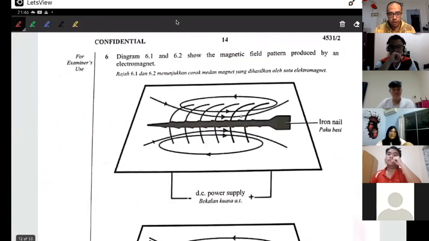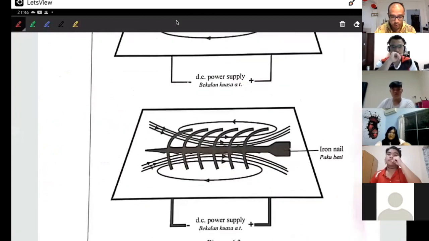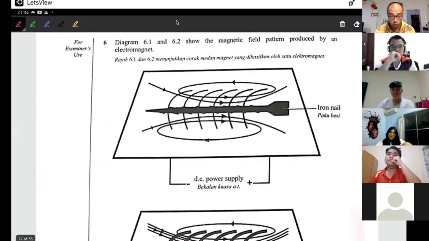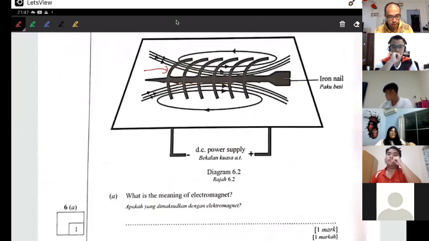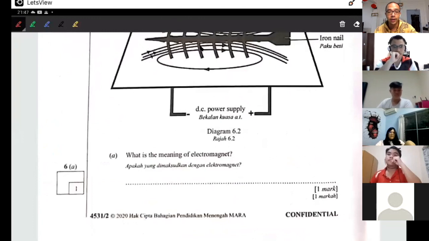6.1, 6.2, show the magnetic field pattern produced by electromagnet. Okay, this is an iron nail. Okay, and then obviously this. What's the difference between this and this? Oh, tengok ba ini. Difference is the thickness of the wire. Okay, the thickness of the wire is the big difference between this. So what is the meaning of an electromagnet?